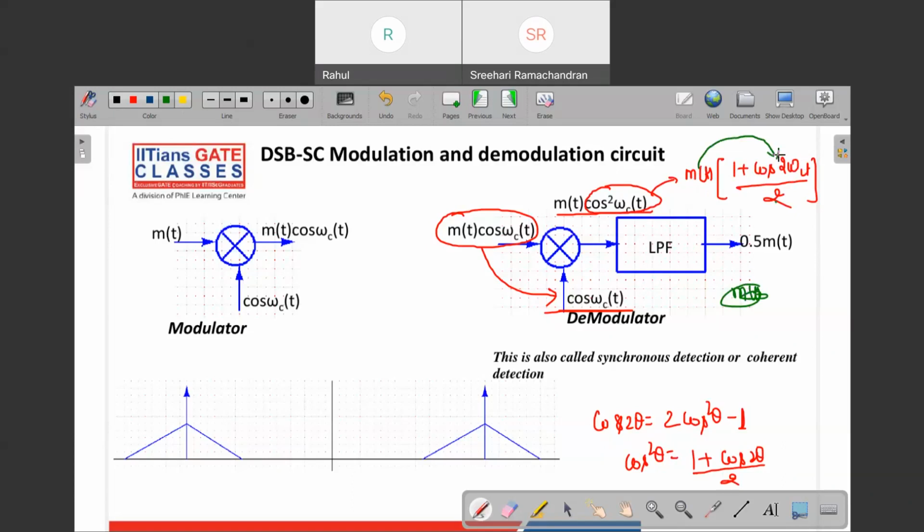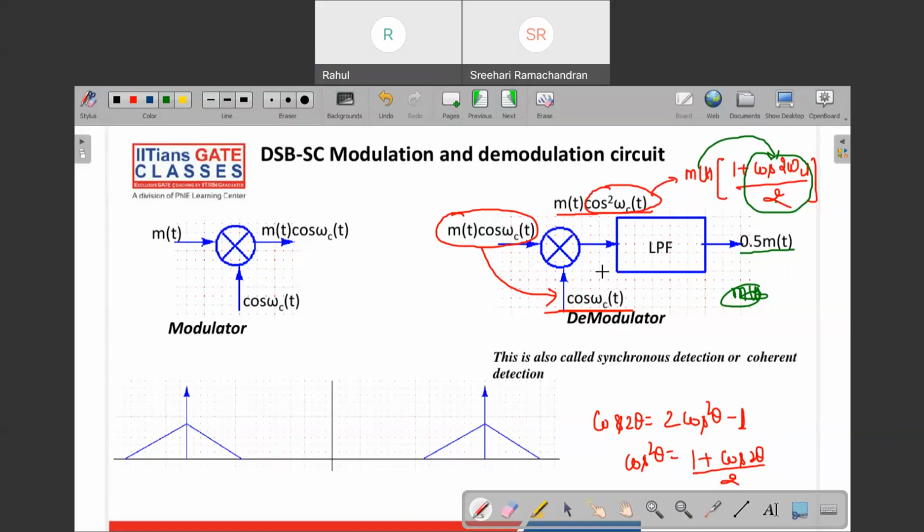So once you pass this complete thing through a low pass filter, at the output you will just see m(t)/2. This second term will get filtered out by this low pass filter. Okay, so this is how the demodulation works for the DSB-SC. We don't use an envelope detector here. An envelope detector will not work because we don't have this amplitude to be always positive.